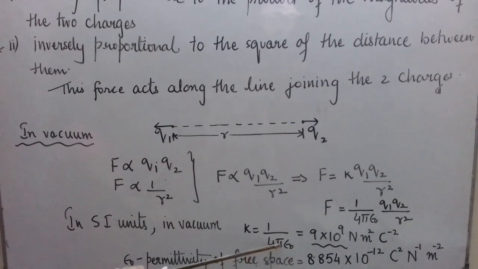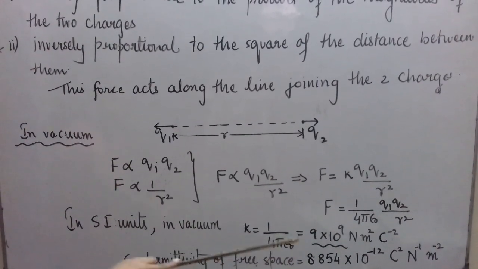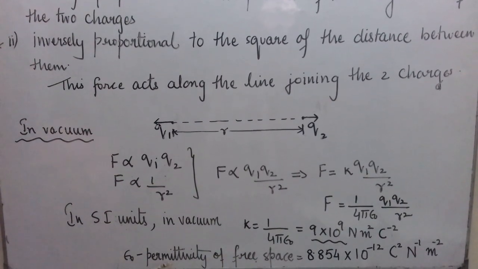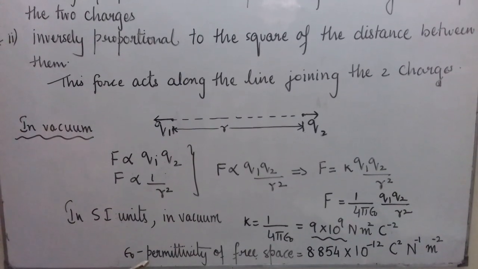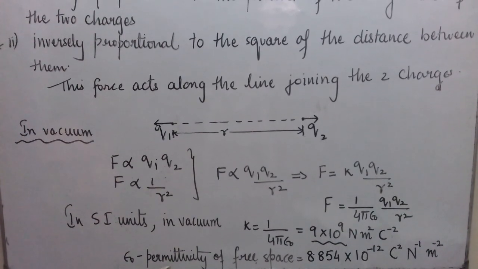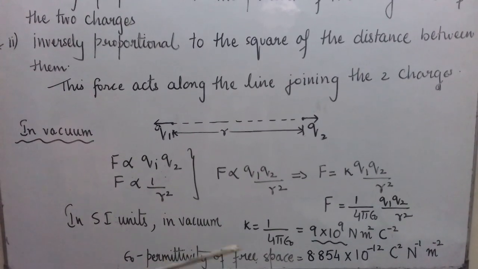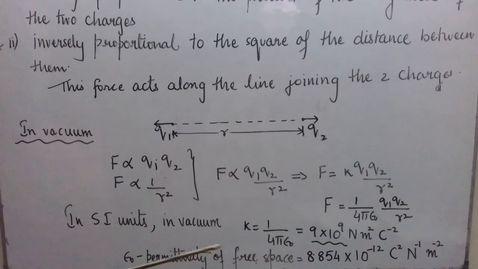Now what is 4 pi? That is constant. What is epsilon naught? Epsilon naught is called as permittivity of free space or permittivity of vacuum. Now this is a measure of how the medium allows the electrical influence to pass through it. It means it is a measurement of vacuum here, how it allows the electrical influence to pass through it.